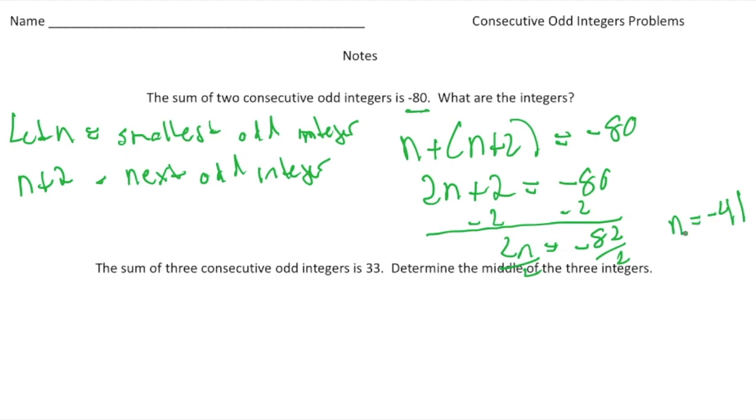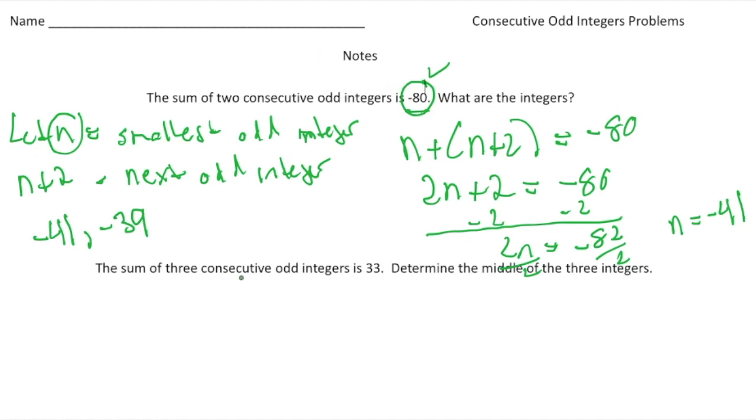So now that we know what n is, we know that this n is now negative 41. So negative 41 is going to be the first integer. And that means the next one is going to be 2 more than that, right? So if I add 2 to negative 41, we get negative 39, right? And guess what? If I add negative 41 and negative 39, we get a sum of negative 80, so we know we did it right.